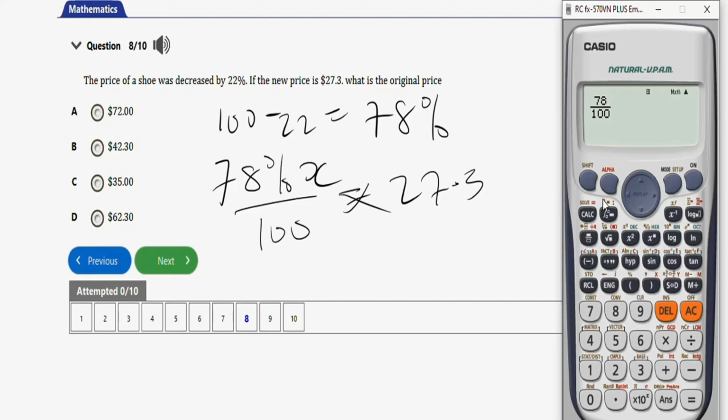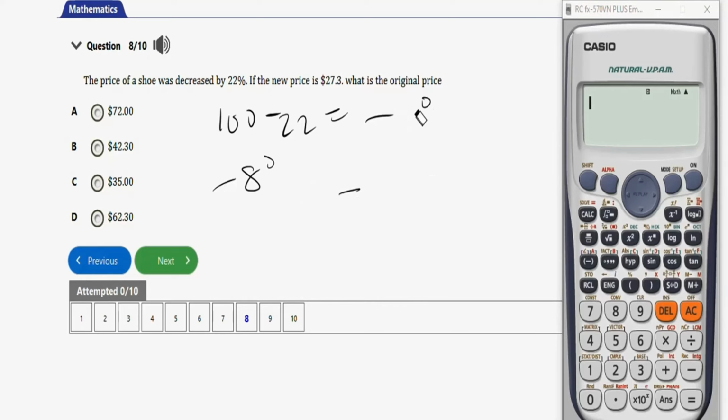Alpha X then equals 27.3. Assign X to be 0, shift calc, 0, solve, so it will give you 35. So that means the original price was $35. So that's it for this question. Let's wipe this and solve the last question before we end this video.